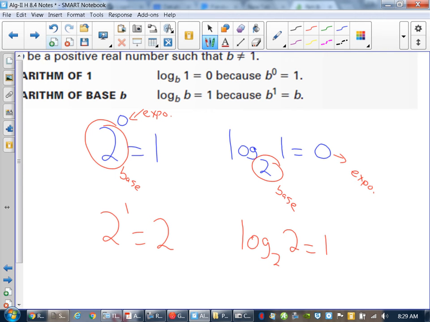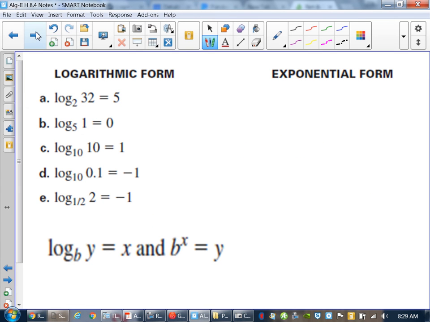Because of those. As you start to see a couple of these things with numbers, it works out. You'll see how things work out real quick. Because if you have the same base, that's why it becomes 1. So let's do some examples.